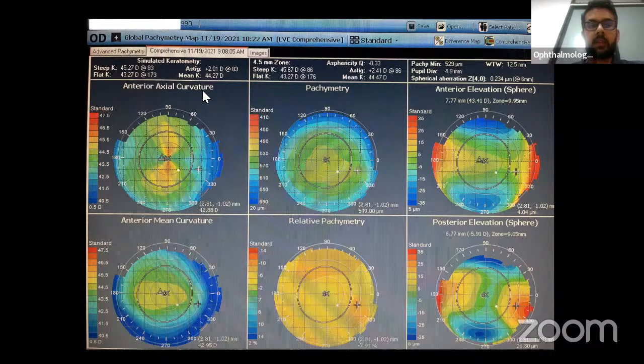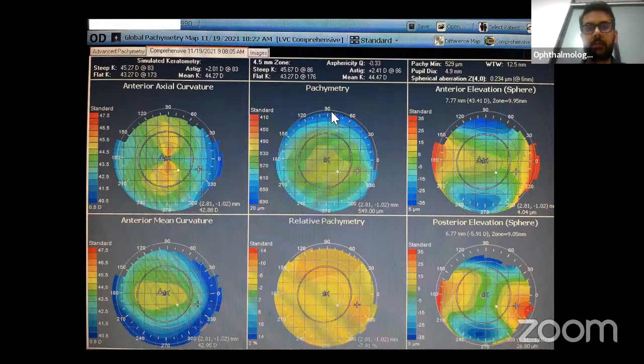Coming to the anterior axial curvature map, it is suggestive of a symmetric bow tie pattern, which is with the rule, like the steep axis is at 90 degrees, and the corresponding value that we can find from here is about 45.5 as per the color coding. It's corresponding to that, and a flatter axis horizontally. This is the anterior axial curvature map.